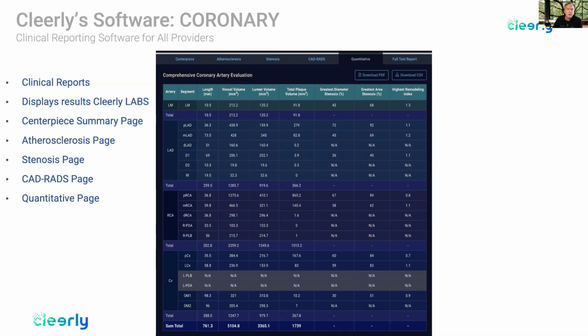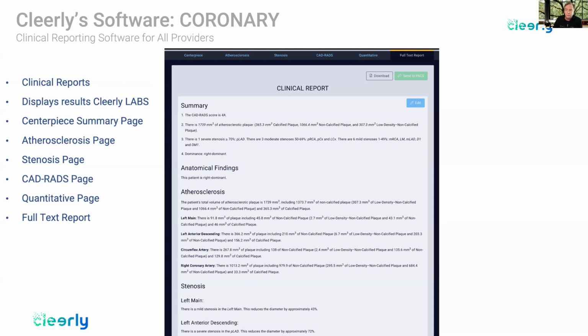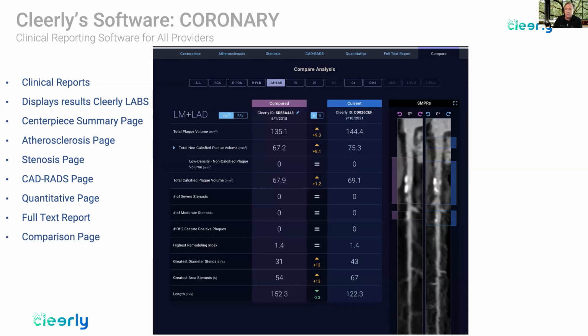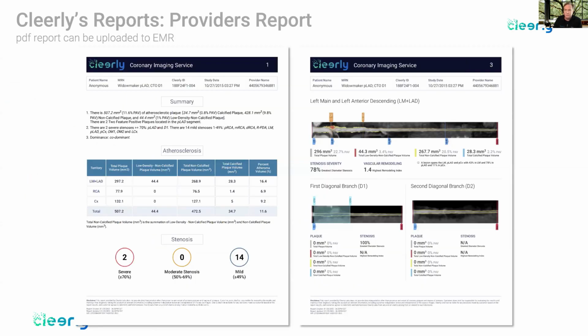It can be downloaded. We then have a full text report that is generated the way the SCCT guidelines like us to do it. Then we also have a comparison page. So if we're comparing 2 studies to see if there's any change, we can line those 2 studies up, and we'll report on a per patient, per vessel, and even a per plaque basis how changes may have occurred within the plaques in the intervening period of time.